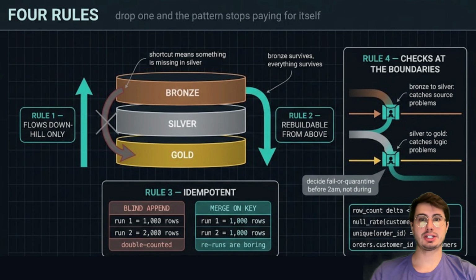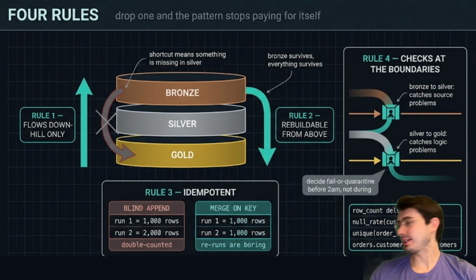Rule 1, data should only ever flow downhill. Bronze feeds silver, silver feeds gold. A gold table never reads from bronze, and if you find yourself reaching back 2 layers, it's a signal something's missing in silver, and the fix is to add it to silver, not routing around it. The moment you allow shortcuts, you're losing the ability to reason about lineage, and lineage is most of what you are getting out of this.